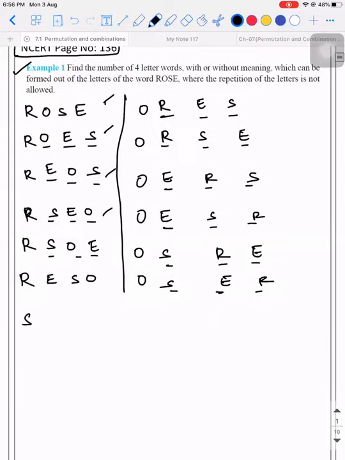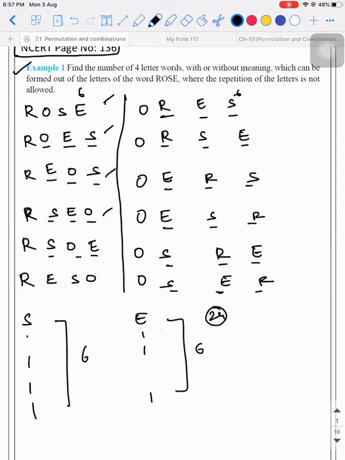You can keep S fixed. When you keep S fixed, you will have 6 more. When you keep E fixed, you will have 6 more. So totally how many do you have in your hand? 24. 6 plus 6 plus 6 plus 6, you have 24 in your hand. So you can form 24 new words using the letters ROSE. Alright.